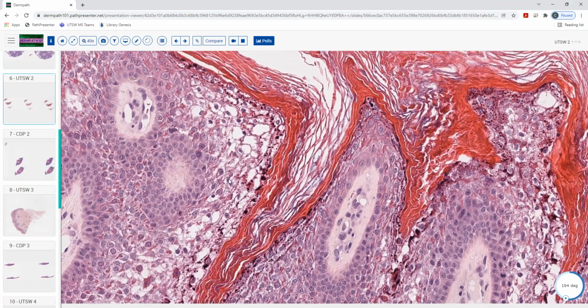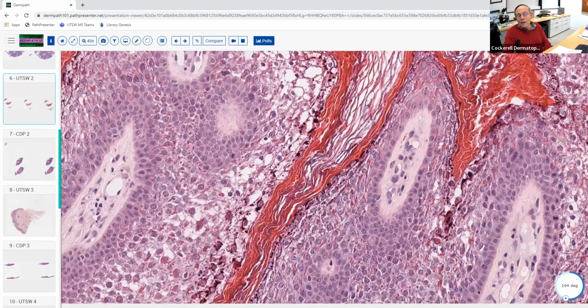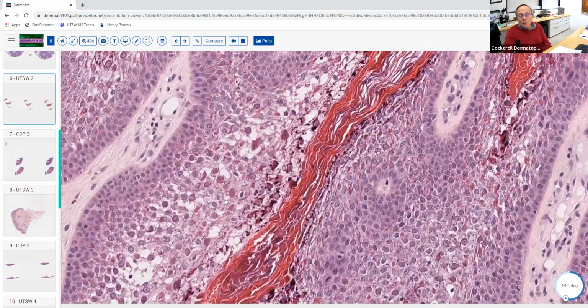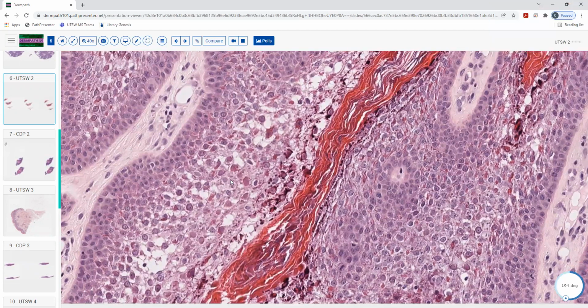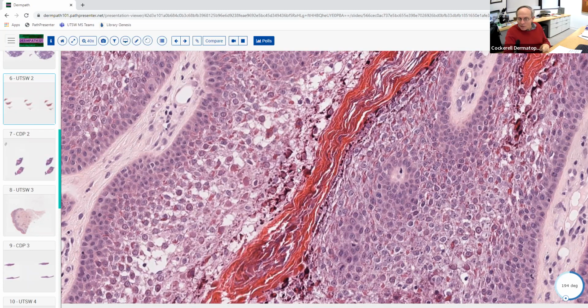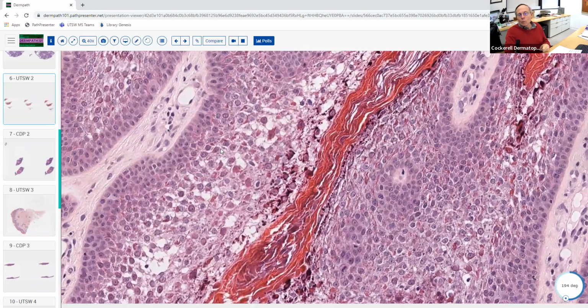You may not have seen this before, or you've probably heard of it, but notice how the cells seem like they're undergoing a lytic change, if you will. And it's also getting hyperkeratotic at the top. Like an epidermolytic acanthoma? Yes, this is a so-called epidermolytic acanthoma. And the reaction pattern here is epidermolytic hyperkeratosis.